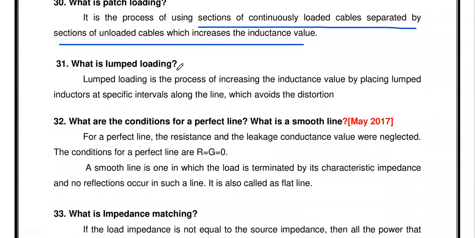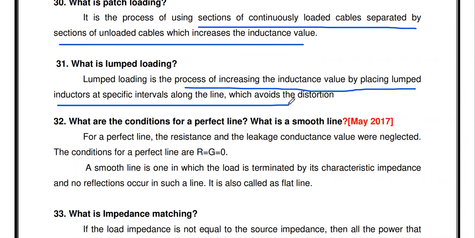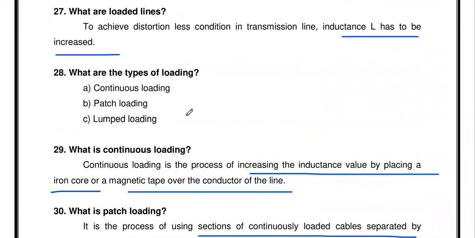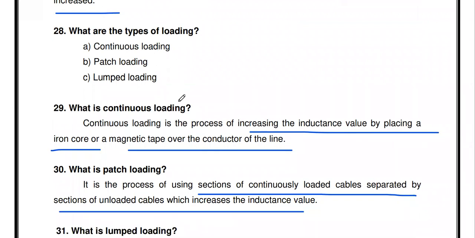Then what is lumped loading? Lumped loading is a process of increasing the inductance value by placing lumped inductors at specific intervals along the line, in order to avoid distortion. So continuous loading, patch loading, and lumped loading are the three types of loading used to avoid distortion in a transmission line.